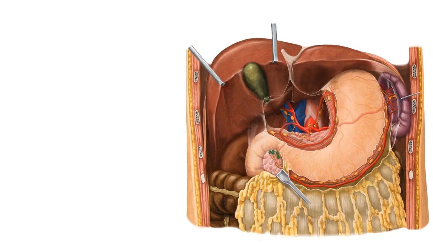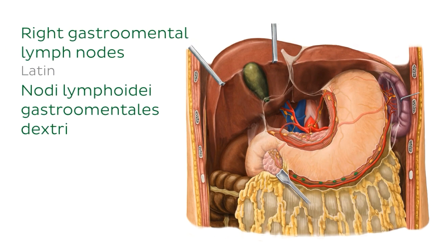The first of these are the right gastroomental lymph nodes, which you see right here. They line the inferior portion of the greater curvature and drain lymph from more distal parts of the stomach.